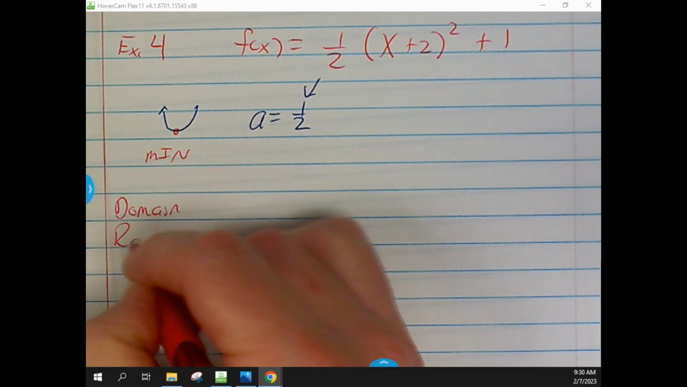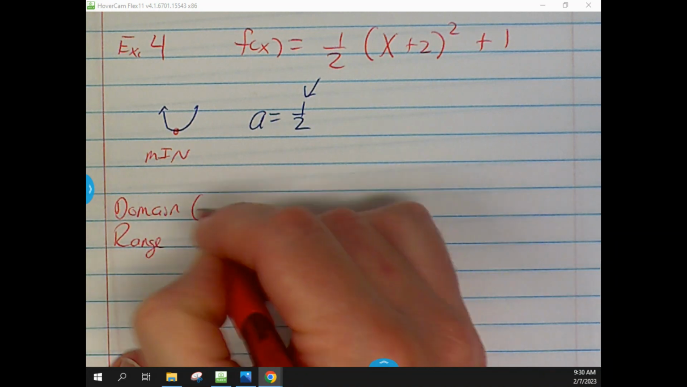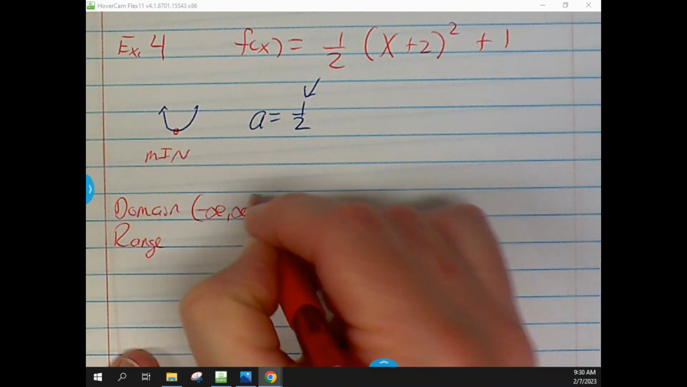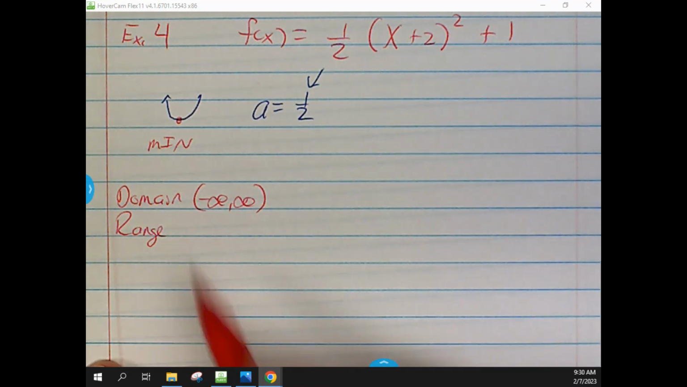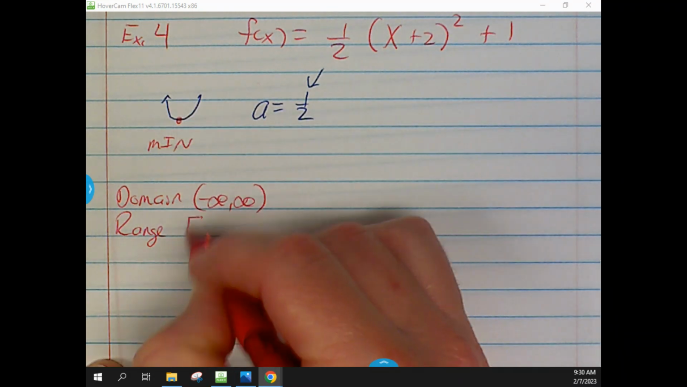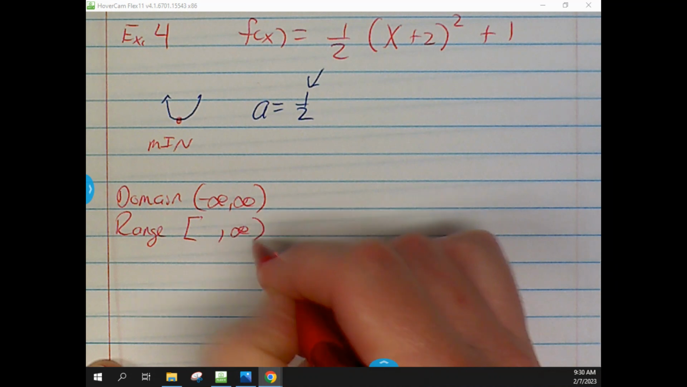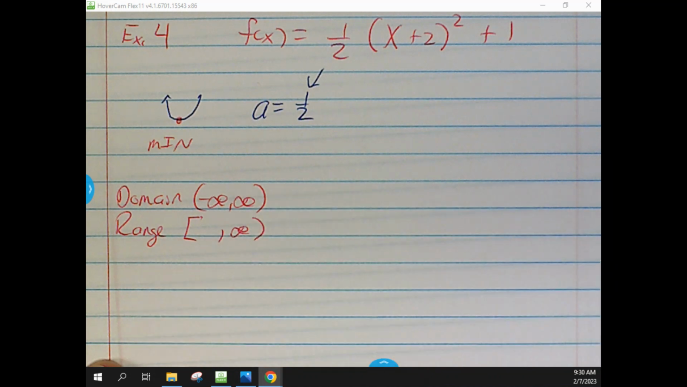We talk about domain and range. Again, I think in some cases they still won't even ask you for the domain because it's always negative infinity to infinity. It never changes. All right, the range in this case is going up, so it's going to start at something and go up to infinity. We just got to use our numbers to figure out what that number is going to be back over here.